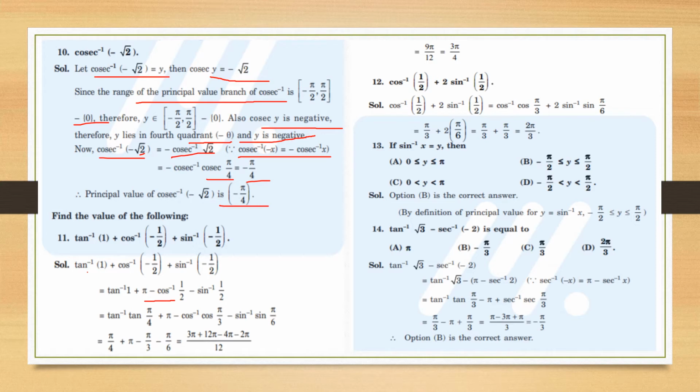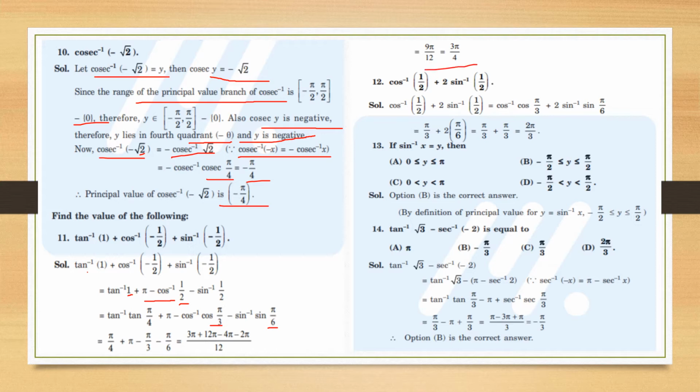So tan inverse 1 is tan pi by 4, pi minus cos inverse half is cos pi by 3, and minus sin inverse half is sin pi by 6. So it is pi by 4 plus pi minus pi by 3 minus pi by 6, and on solving it gives me 9 pi by 12, which is 3 pi by 4.